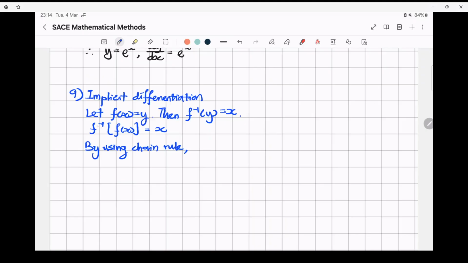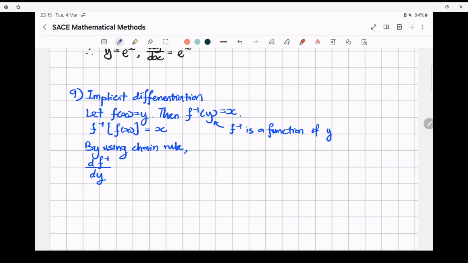So chain rule dictates that we need to differentiate term by term. On the left side, when you perform implicit differentiation, you do need to use chain rule. So when you differentiate your f inverse, that will be in terms of y, because your f inverse is a function of y. It's not a function of x.